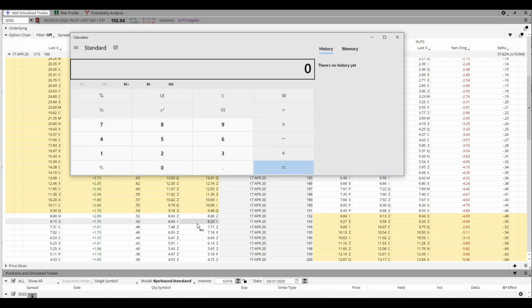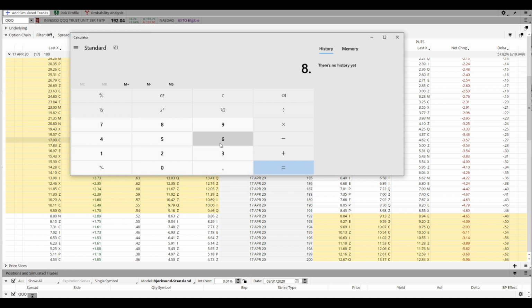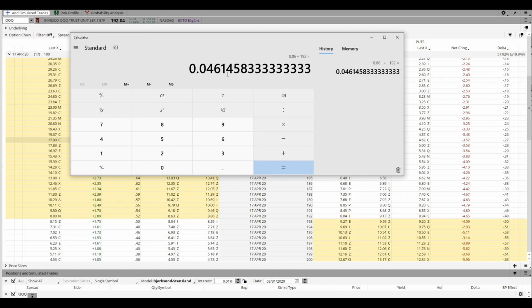So what's the price here? The price is $8.886, divided by the underlying strike of 192. That gives you 4.6%. So your Facebook 4.9% versus 4.6% is almost the same. It's 0.3% more. Relax. In the world of trading, 4.6 versus 4.9, to me it's not much difference.